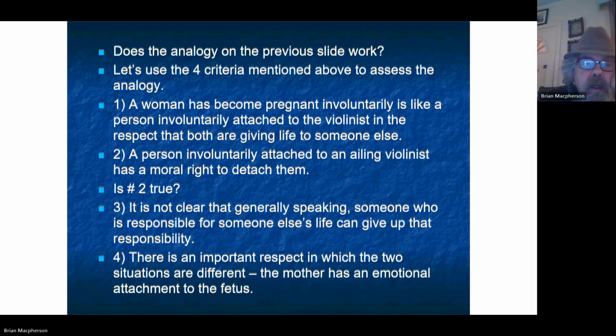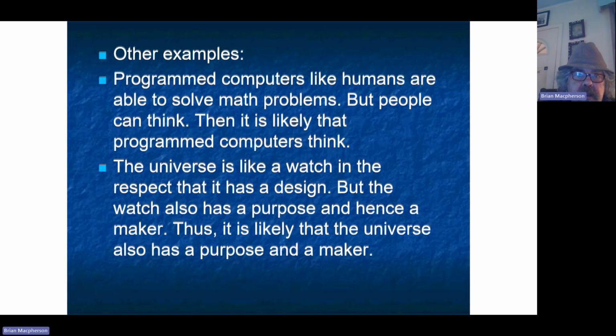Now, you could actually say that there is an important respect in which the two situations are different. The mother has an emotional attachment to the fetus, whereas the person attached to the violinist may not. So the two biggest problems I think with the analogy are that it's not clear that you have a right to detach the violinist, and also there's a big difference between having a pregnancy and being artificially attached to an ailing violinist. Those are some ways in which we can critically evaluate the analogy.